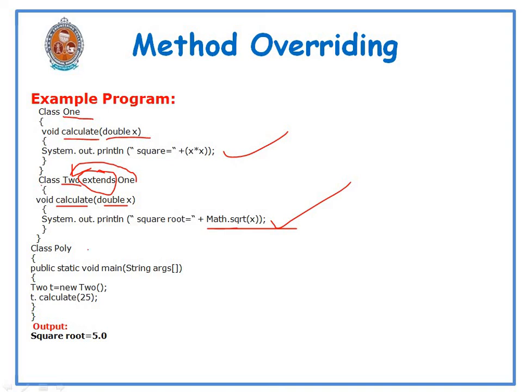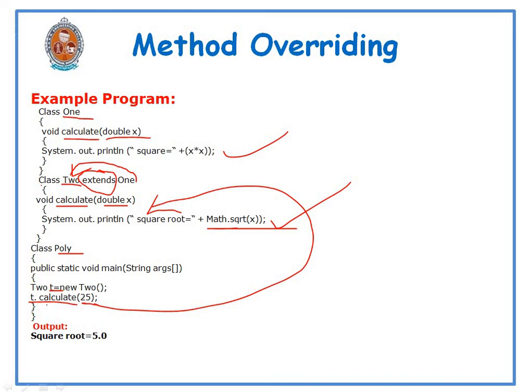Coming to the main method in class Poly, inside the main method we have created an object for the subclass, because the superclass properties are already inherited into the subclass. That is why here we are creating only the object for subclass. So when we call the method calculate with the subclass object with one parameter, automatically it invokes the subclass method only. It does not call the superclass method, because the method is already overridden in the subclass. That is why it always calls the subclass method only.